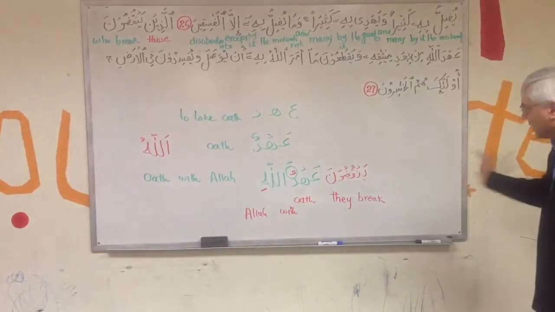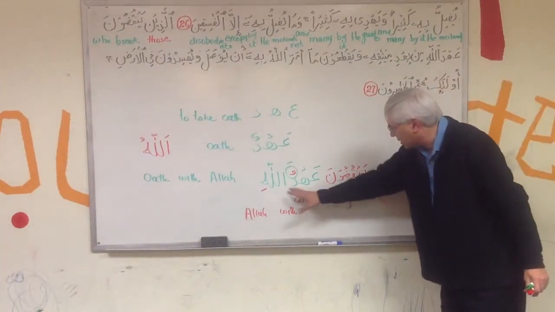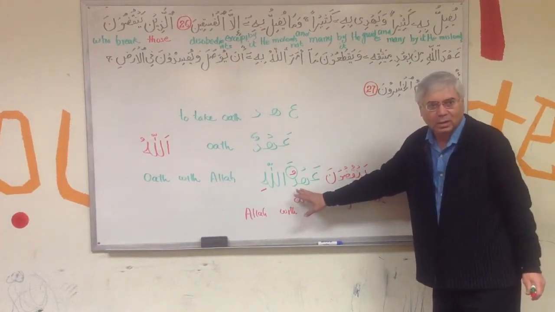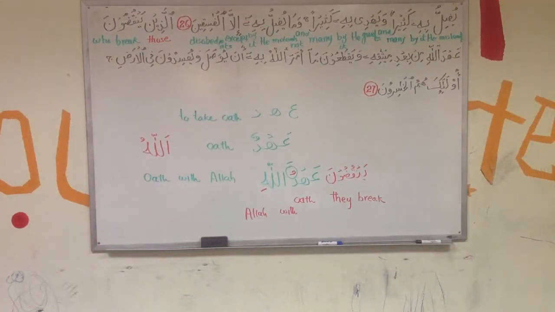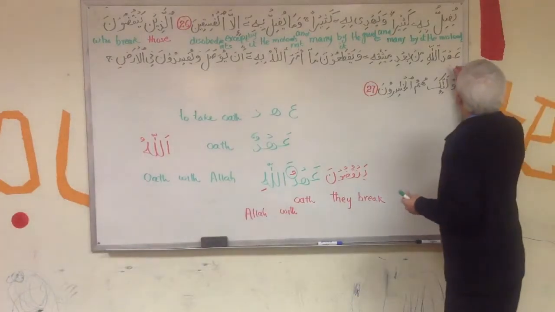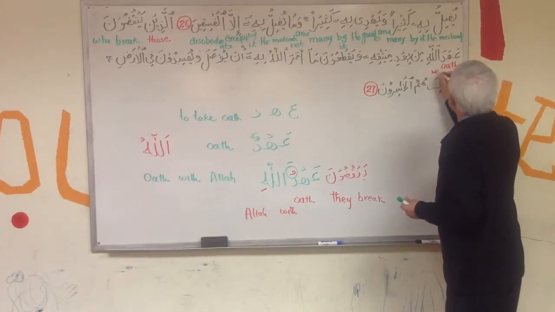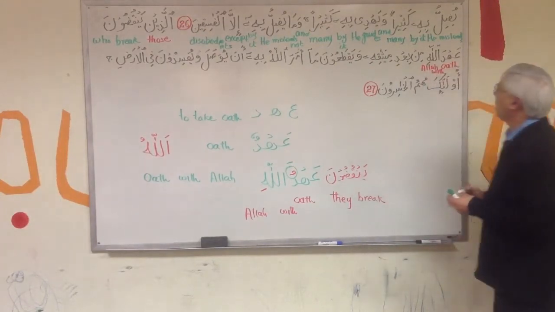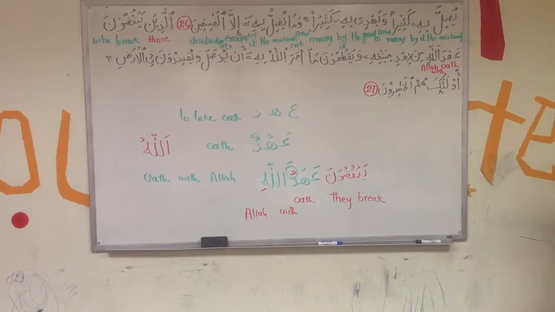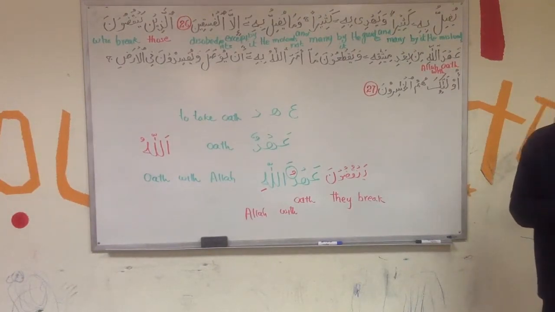But in this sentence, this is becoming an object. Whenever something becomes an object, it gets a nasab, a fatah, on it. So, alladhina yanquduna ahadallahi, those people who break the oath with Allah, min ba'di misaqihi.